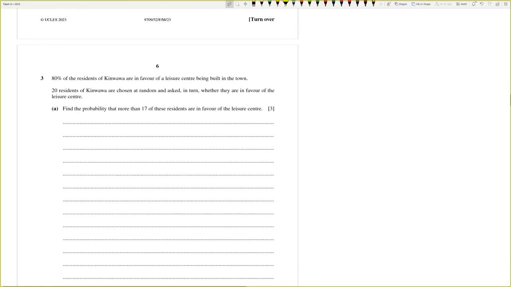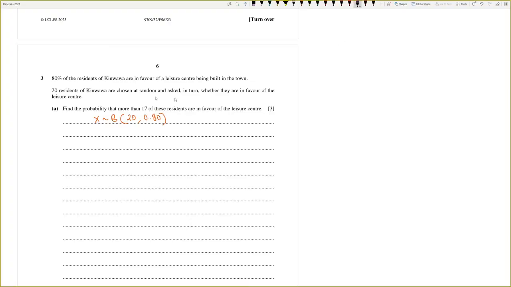Question 3. 80% of the residents of Kinwawa are in favor of a leisure center being built in the town. 20 residents of Kinwawa are chosen at random and asked in turn whether they are in favor of the leisure center. Okay. So guys, this is a binomial distribution. X is binomially distributed, right? There are 20 residents in total, and the probability that they are in favor of it being built is 80% or 0.80.